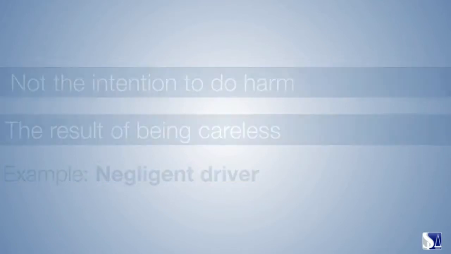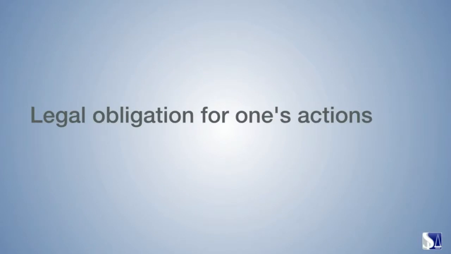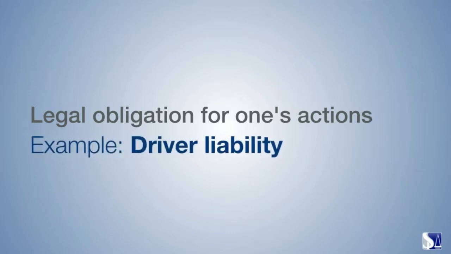Number 4, prove liability. Liability is the legal obligation or responsibility for one's actions. Once negligence is established, the next step is proving liability. In some cases, the degree of liability can be lessened due to intervening forces. Here's an example of driver liability.